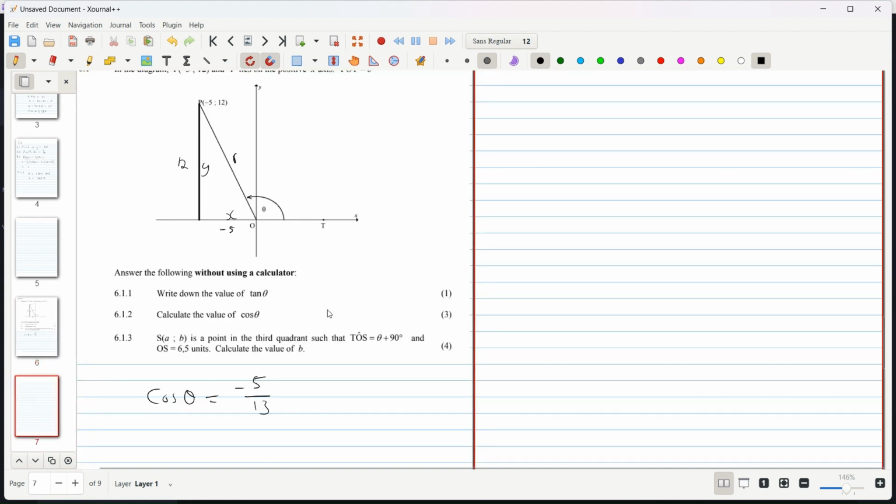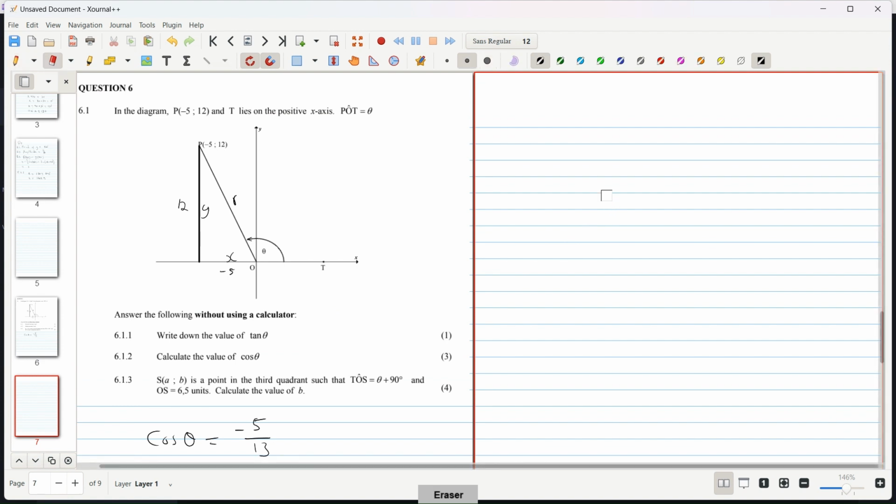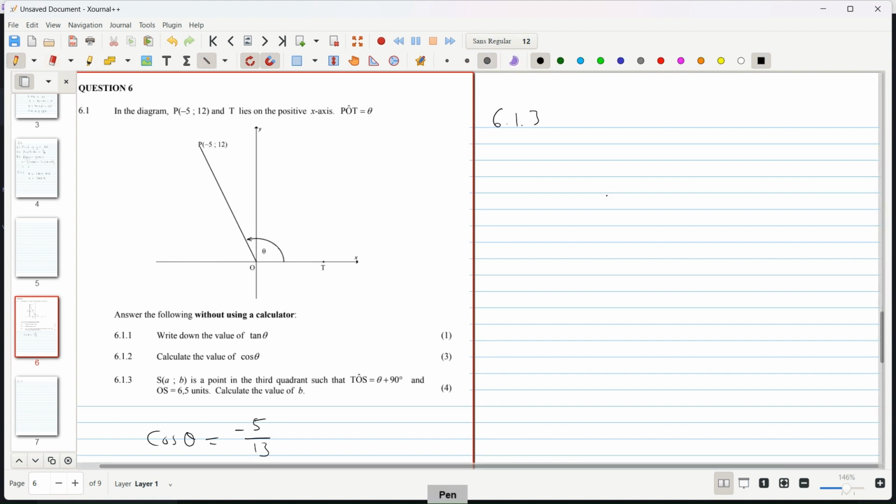Moving forward to 6.1.3, we are told that there's a new point, S, with coordinates A and B. It's a point in the third quadrant, so let's draw a point here in the third quadrant.